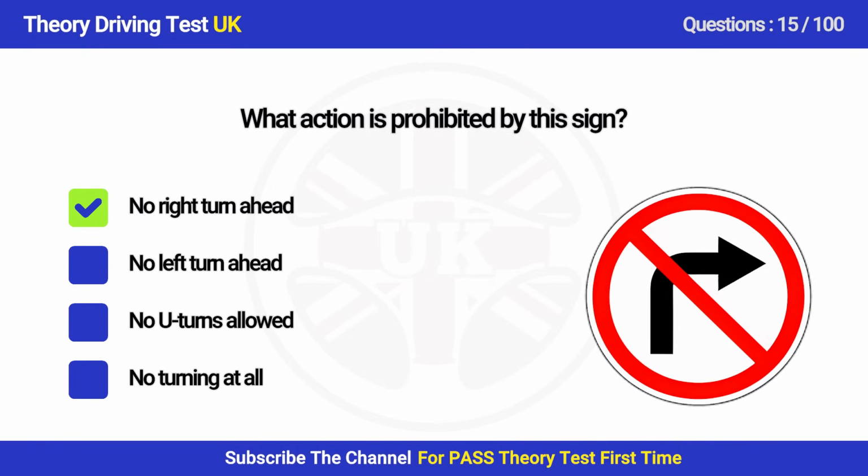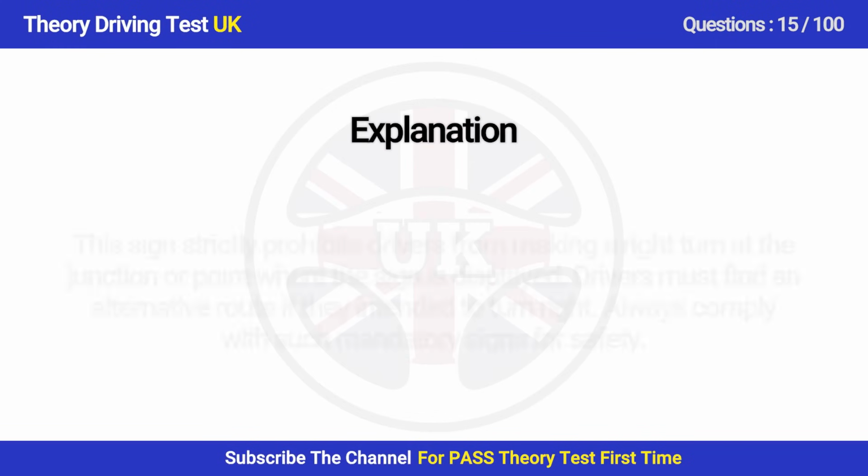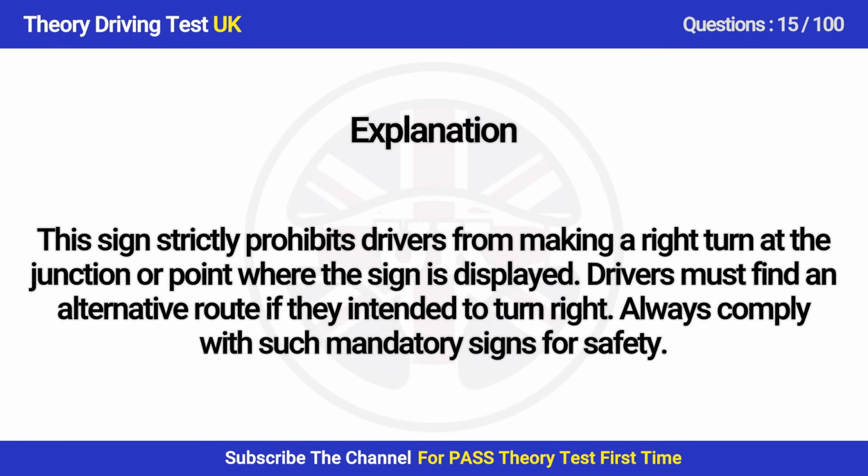Answer is A. No right turn ahead. This sign strictly prohibits drivers from making a right turn at the junction or point where the sign is displayed. Drivers must find an alternative route if they intended to turn right. Always comply with such mandatory signs for safety.